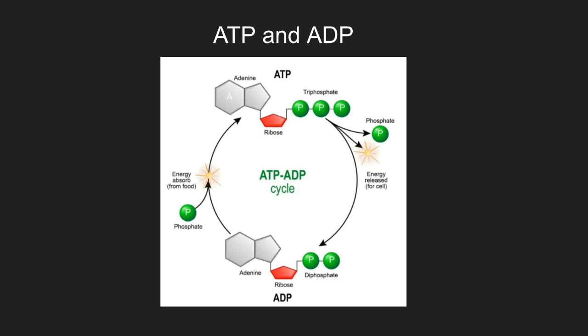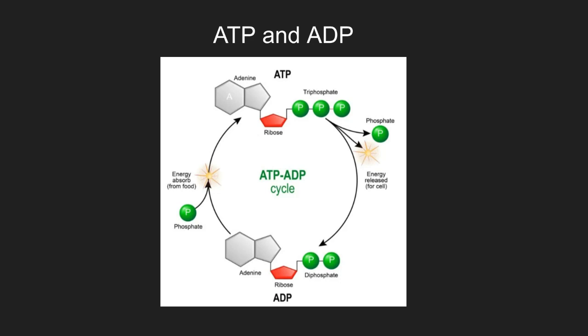Now let's talk about something really important, ATP. ATP stands for adenosine triphosphate, and this is the main energy carrier in cells. Think of ATP like a rechargeable battery. ATP has 3 phosphates, and when energy is needed, 1 phosphate is removed. This converts ATP into ADP. Because ADP has 2 phosphates, it stands for adenosine diphosphate, and this process releases energy.